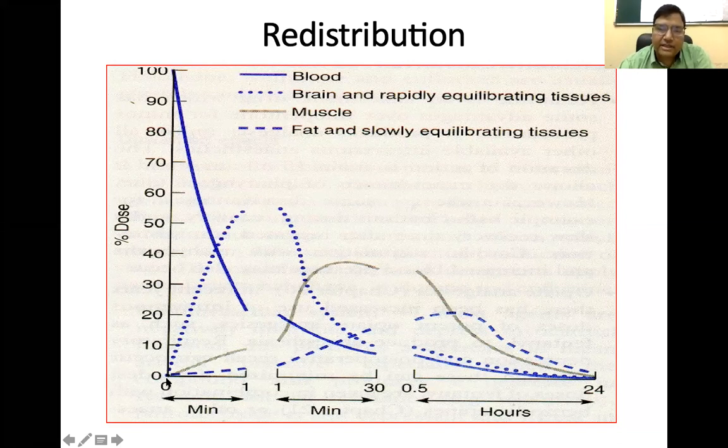But when we see a muscle, it will take more than a few minutes to reach the peak concentration, and within hours it will come down. And if we see very less perfused organs such as fat, it takes hours to reach the maximum concentration, and then it comes down. So with this, we can understand that in highly perfused organs the concentration of the drug reaches very quickly, and in low perfused organs it reaches very slowly.